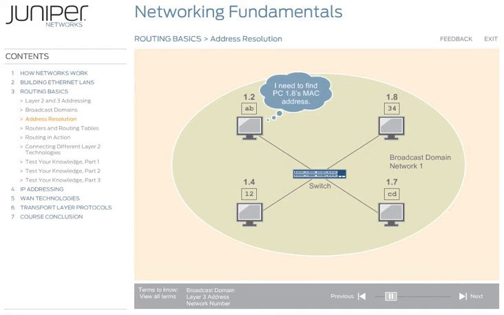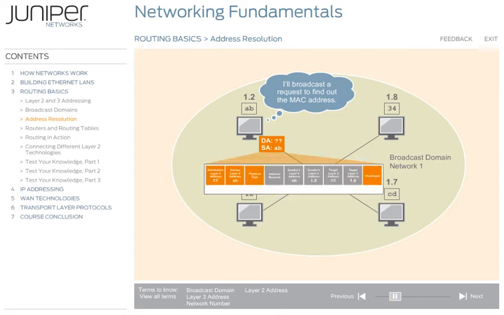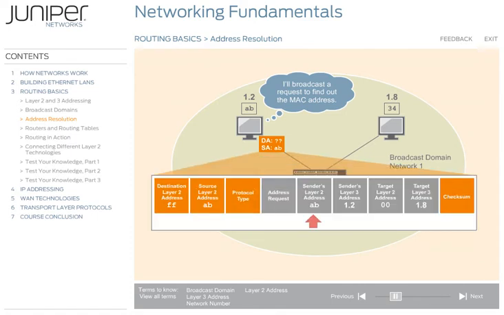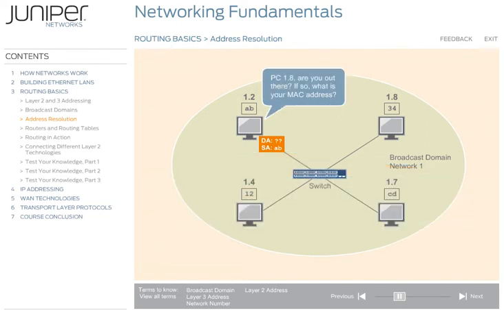Next, even though PC 1.2 already knows 1.8's Layer 3 address, it must determine 1.8's MAC or Layer 2 address. It does this by sending a Layer 2 broadcast frame to every device in the broadcast domain requesting 1.8's MAC address. This request has a special format, which includes the sender's MAC address, the sender's Layer 3 address, the target Layer 3 address, and 00 for the target MAC address, indicating that the target MAC address is unknown. This broadcast is like yelling so that everyone can hear you. PC 1.8, are you out there? If so, what is your MAC address?